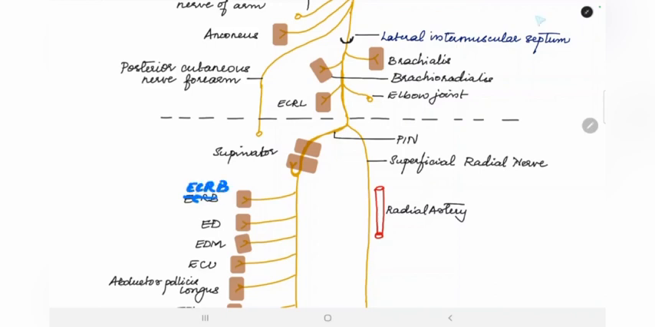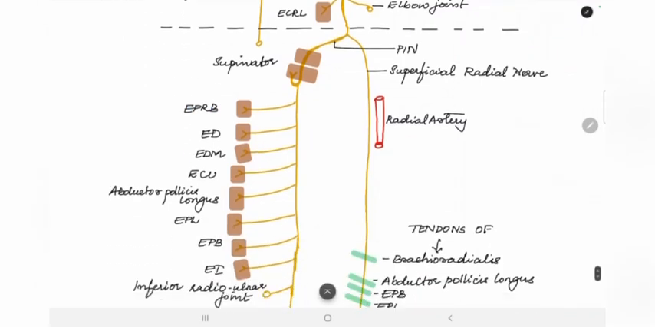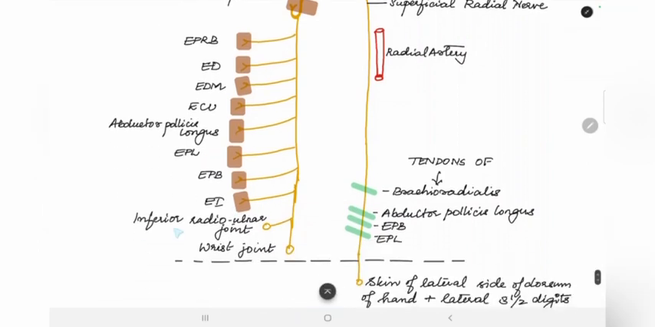The extensor carpi radialis brevis. Then it supplies the extensor digitorum, the extensor digiti minimi, the extensor carpi ulnaris, the abductor pollicis longus, extensor pollicis brevis, extensor pollicis longus, the extensor indicis, and then it gives an articular branch to the inferior radioulnar joint and the wrist joint. All the extensor muscles of the forearm.